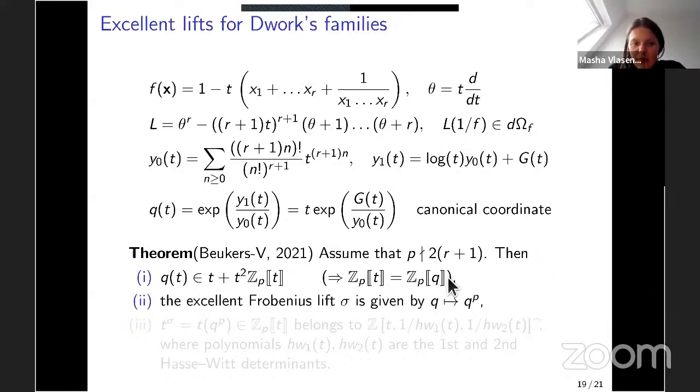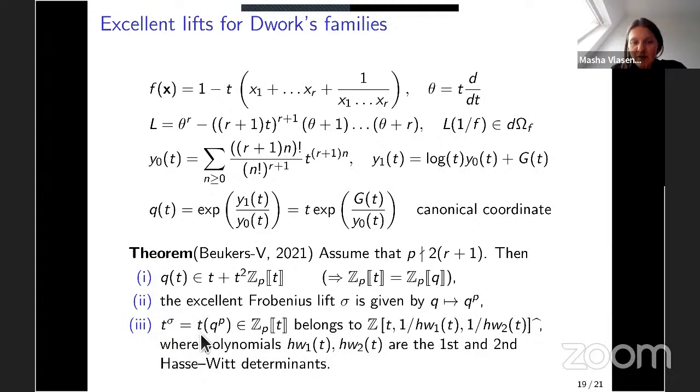And the next statement is that the excellent Frobenius lift sigma is given by raising q to the power p. We sort of found the coordinate for which the excellent lift is given by raising to the power p. And this turns out to be the canonical coordinate determined by the Picard-Fuchs equation. Now, how does this lift look in terms of T? What is T sigma? How do we apply this sigma to T? We consider T as a power series in Q, raise Q to the power p, and then substitute Q as a series of T and get T sigma as a series in T.